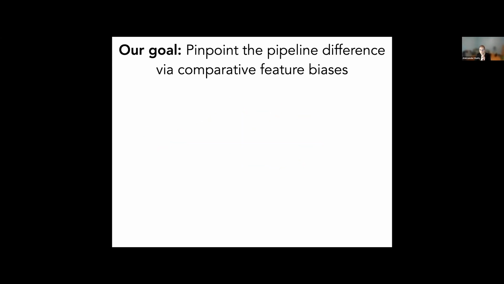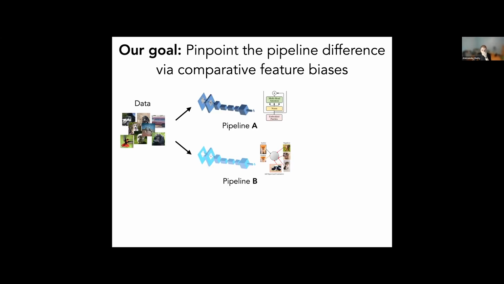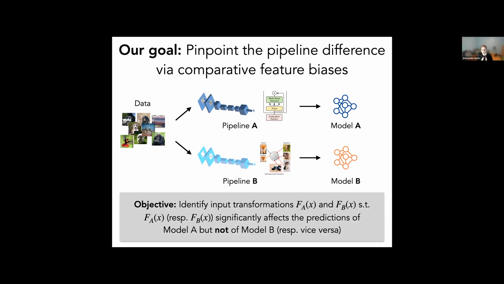Essentially, the goal here is to provide a tool for pinpointing the pipeline difference by comparing the feature biases that the resulting models have. So if I have a pipeline A versus pipeline B choice, I can think about the model I will be training with pipeline A versus the model I will be training with pipeline B. And what I want to do is identify two types of input transformations. One of them makes model A react to these transformations, but not model B. And the other does the vice versa: it affects the predictions of model B, but does not significantly affect the predictions of model A.